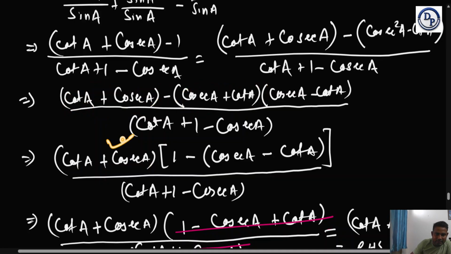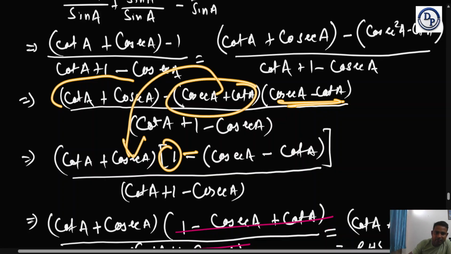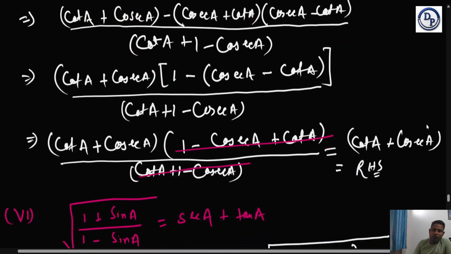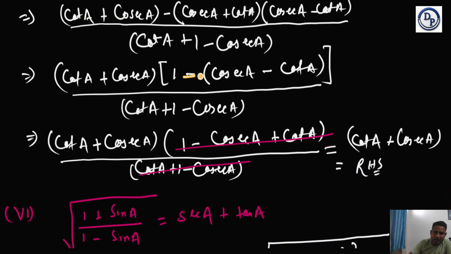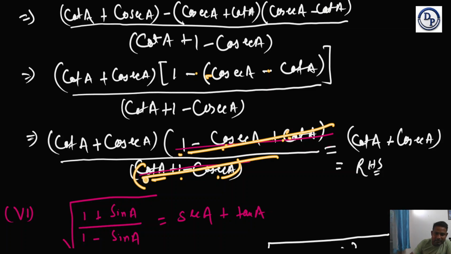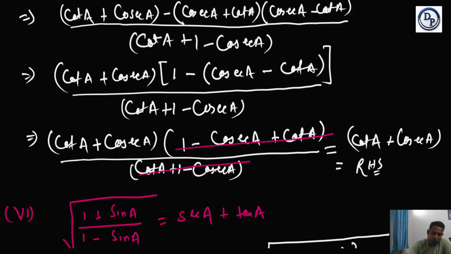Cot A plus cosec A has been taken common, and we are left here with 1 because I have taken this complete term out. So 1 is there, and minus is left here, and we are left with this cosec A minus cot A. Okay. So now what to do? When I open this bracket and multiply minus 1 inside, I will get minus cosec A and minus 1 plus cot A. And in the numerator you can see there is cot A plus 1 minus cosec A. Okay. So now these two got cancelled. We are left with cot A plus cosec A. That is the RHS. So we have proved it.